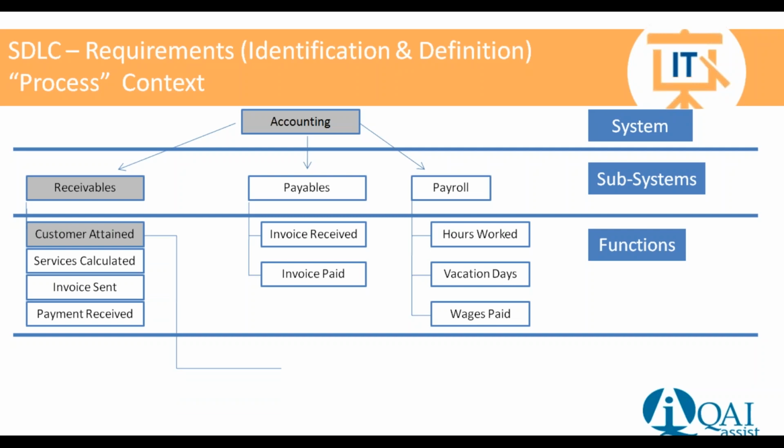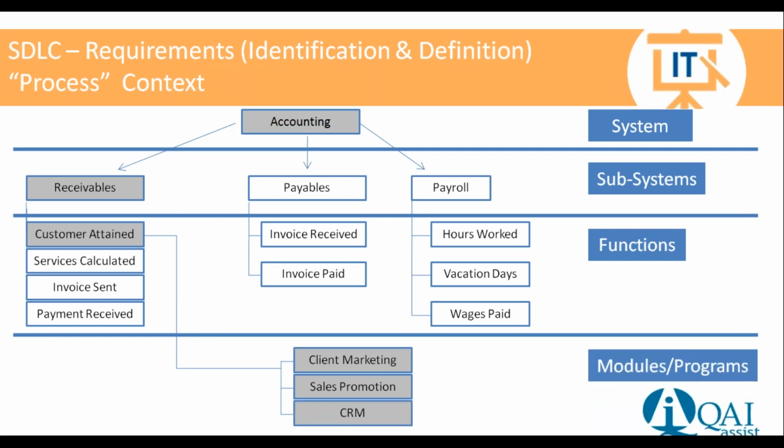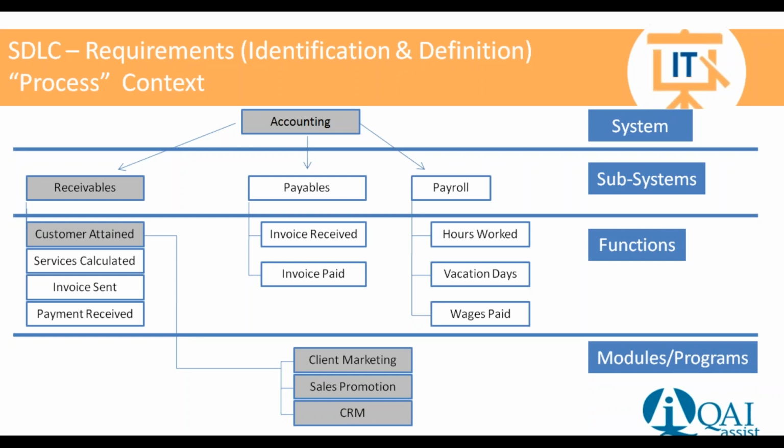So for the sake of accounting and receivables and customer attained, we're going to have client marketing, that functionality, sales promotion, and a CRM. But ultimately, these are the modules or programs that are going to have to be built to effectively deliver customer attained, which is part of receivables of accounting. So that's the structure that we're going to use, and I'm going to tie it back into the deliverables in the software development lifecycle as we go through.